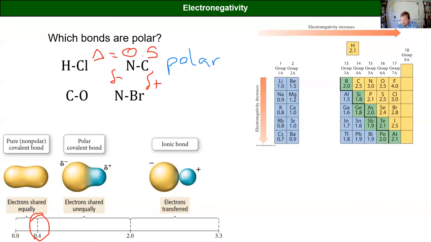Right, so if you have this table of electronegativities in front of you, these are really straightforward questions to answer. It's a little subtraction. If you don't have this figure in front of you, then you might need to remember where that cutoff is that makes it polar versus nonpolar. But beyond that, it's a pretty straightforward process to figure out which bonds are polar.